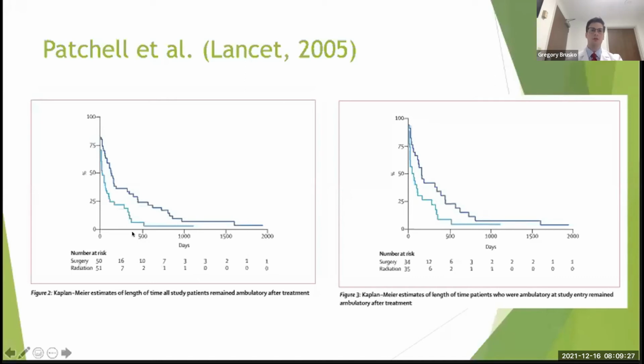122-day median versus a 13-day median in the radiation alone group. And then 32 patients in the study entered the study with the inability to walk at all. And significantly more patients again in the surgery group subsequently regained that ability to walk after treatment compared to the radiation group. And that's shown in the Kaplan-Meier curve on the right.